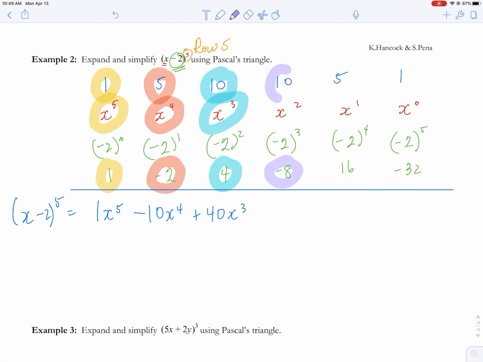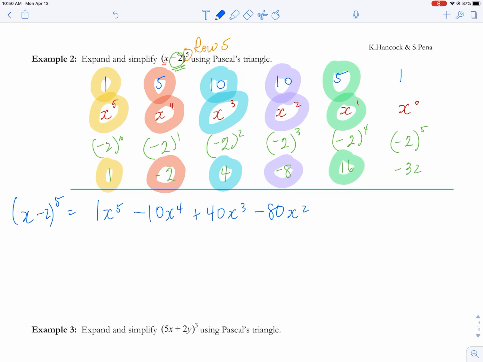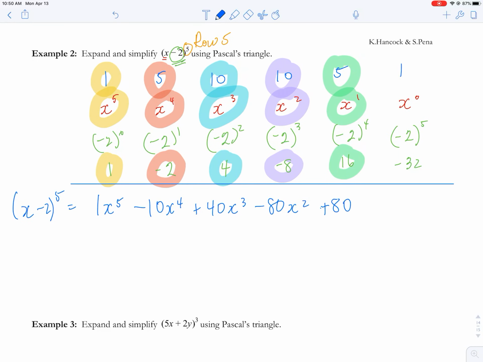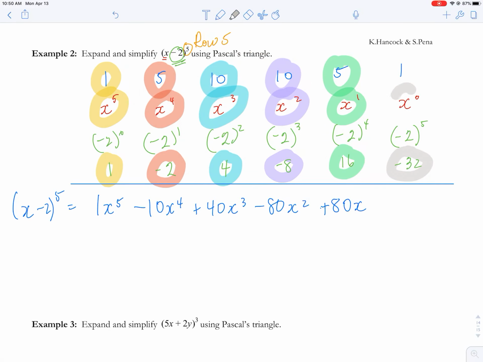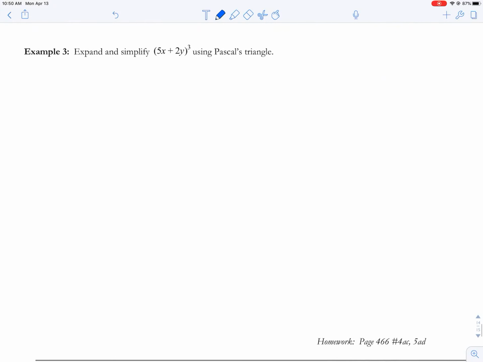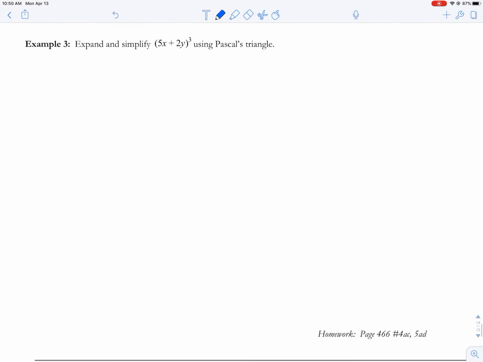This one is going to be minus 8 times 10, minus 80x squared. 16 times 5 is another 80 times x, so plus 80x. And then last but not least, we get minus 32. X to the 0 is just 1, so that's just going to be a minus 32 at the end. So that's our answer. The binomial expansion of the binomial x minus 2 to the power of 5 is that big long thing.